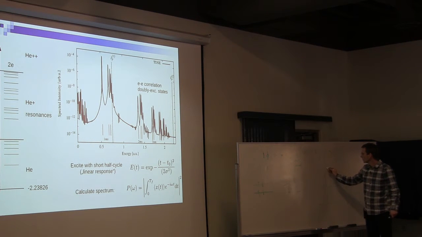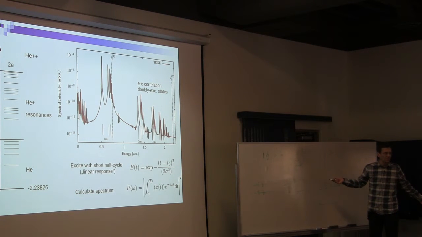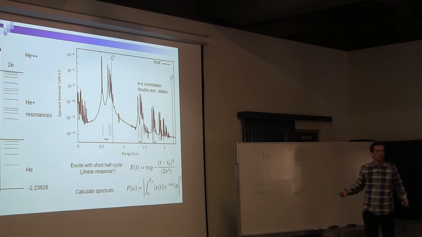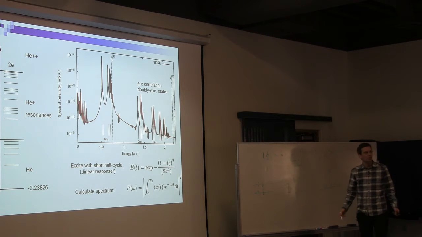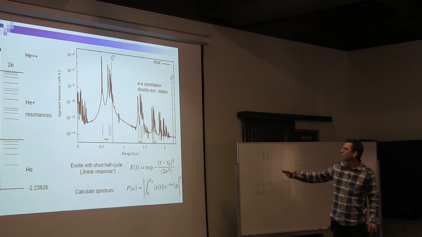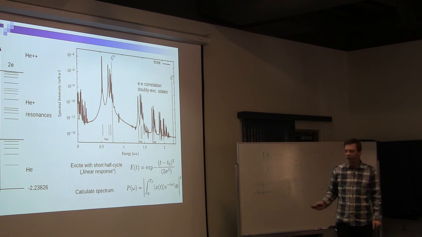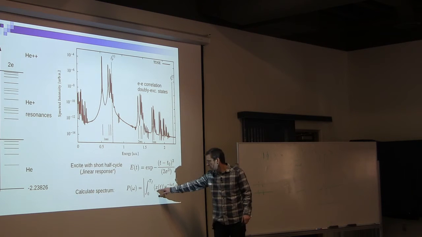If you have a photon, it's maybe looking like this. The photon of a laser field of a certain bandwidth, this would maybe be the energy. But this one is so short that you have kind of a continuum. So we excite everything here. And that's why we have all these states available. And then when we have done this excitation, we just look at the dipole.